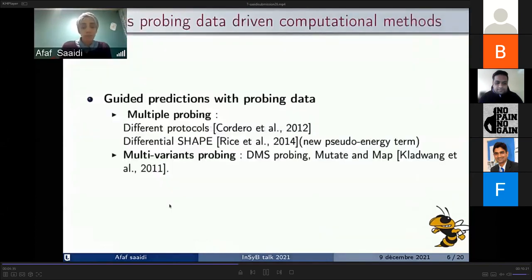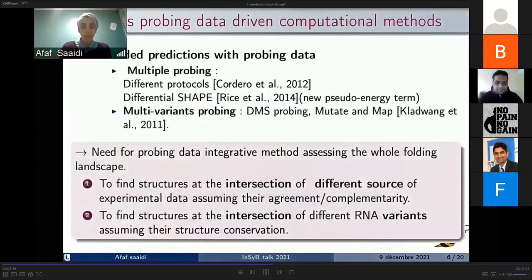Okay. So I said that one of the problems with the reactivity is that we have this partial knowledge. So one of the directions would be to use multiple probing experiments, and it was first introduced by Cordero et al., where they aligned different reactivities. Then they got the reactivity average, and then they inferred the structure from it. We have also this differential SHAPE introduced by the Weeks group. And we have also this mutate-and-map approach that is based on mutating a sequence, then getting the reactivity, then building this matrix of reactivities.